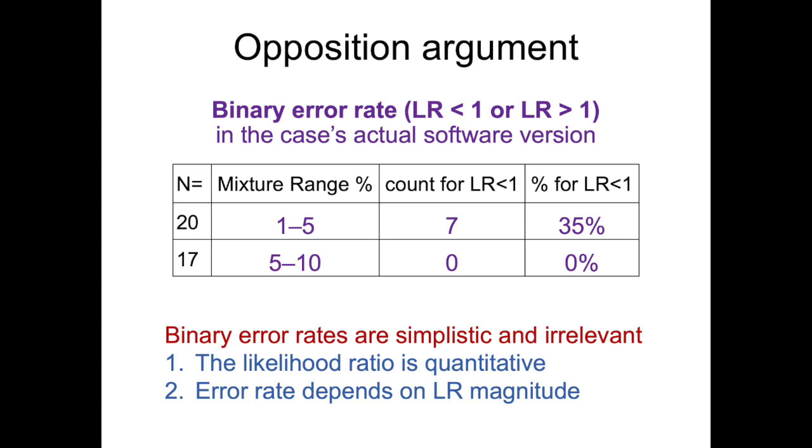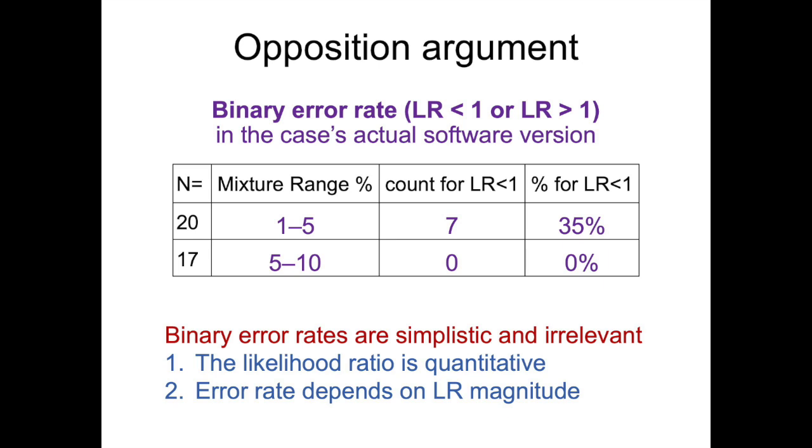Here's the opposition argument. Let's pretend that LRs are binary. The number is either less than 1 or greater than 1, or the log is less than 0 or greater than 0. Now, in the actual software version of this case, not in the paper, they take a mixture range of 1 to 5%, 5 to 10%, and now we're counting. We're not looking at distributions. It's all binary. The count for LRs less than 1, for 7 out of 20 events, is 35%, and for 0 out of 17 is 0%.